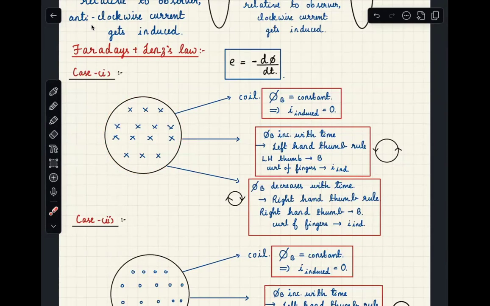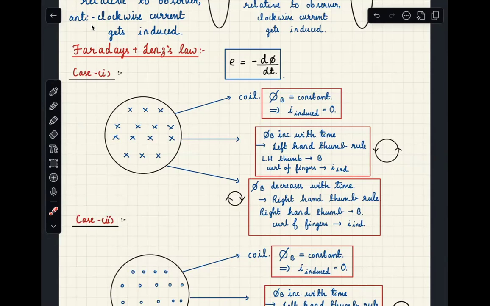Suppose inward flux is increasing, then there is an EMF induced. But see, sign conventions are important here. For this, don't forget, I will introduce two different sign conventions. Nidhi, two different sign conventions. You need to use the left hand, you need to use the right hand. Increasing flux, use the left hand thumb rule.